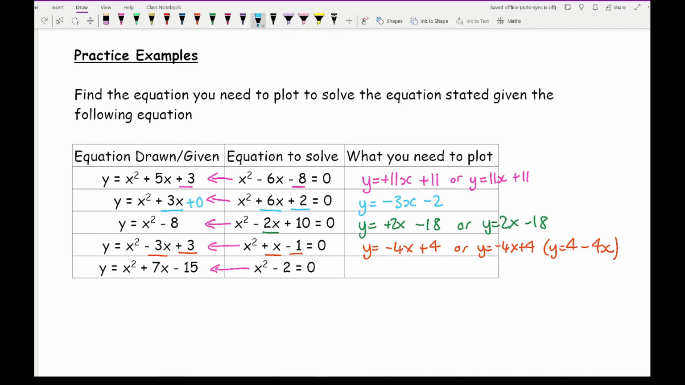Then for the last example, again, I've got x squared to x squared, that's fine. Here I need to gain 7 x's, so that's going to be plus 7x. And then I need to go from minus 2 to minus 15, so I need to take away 13. And so the equation I'm going to plot is y equals 7x plus 13.